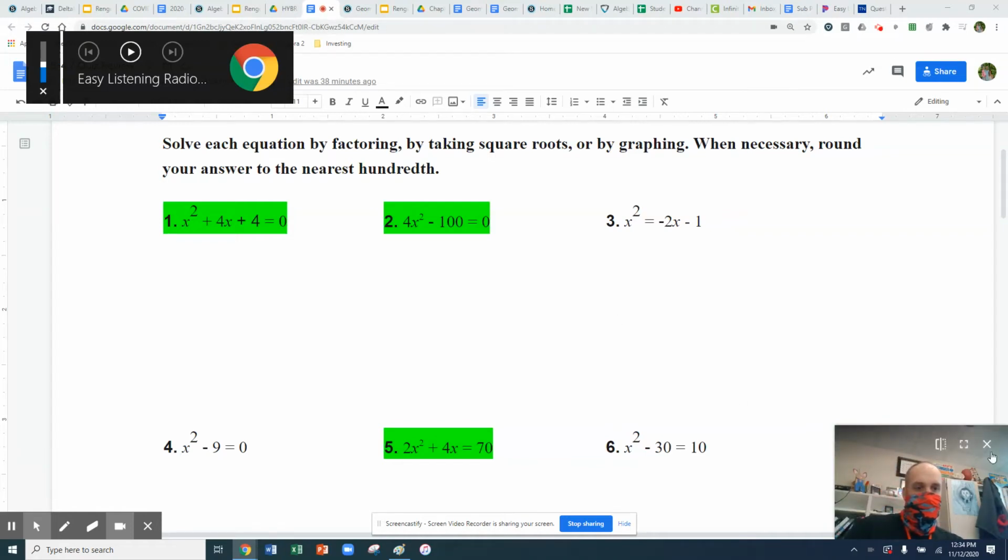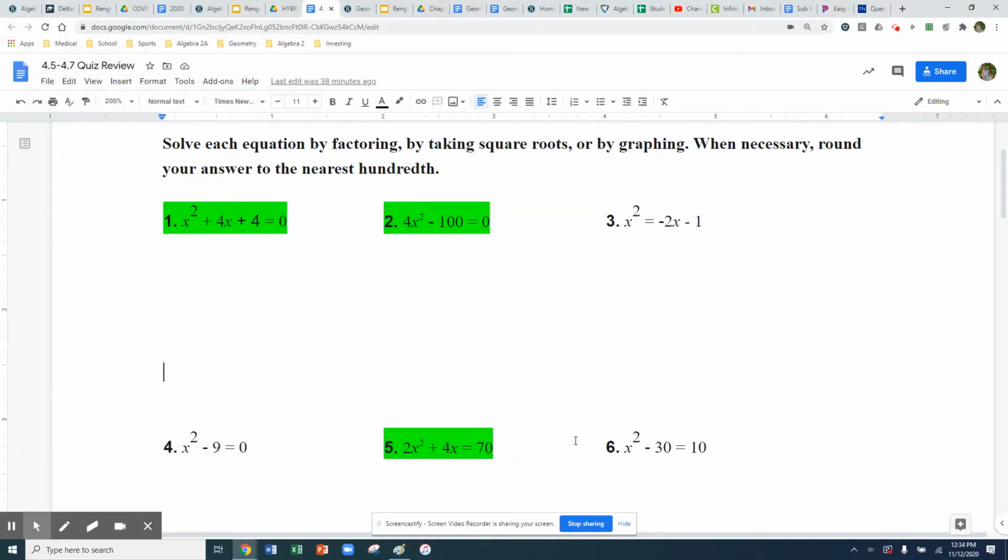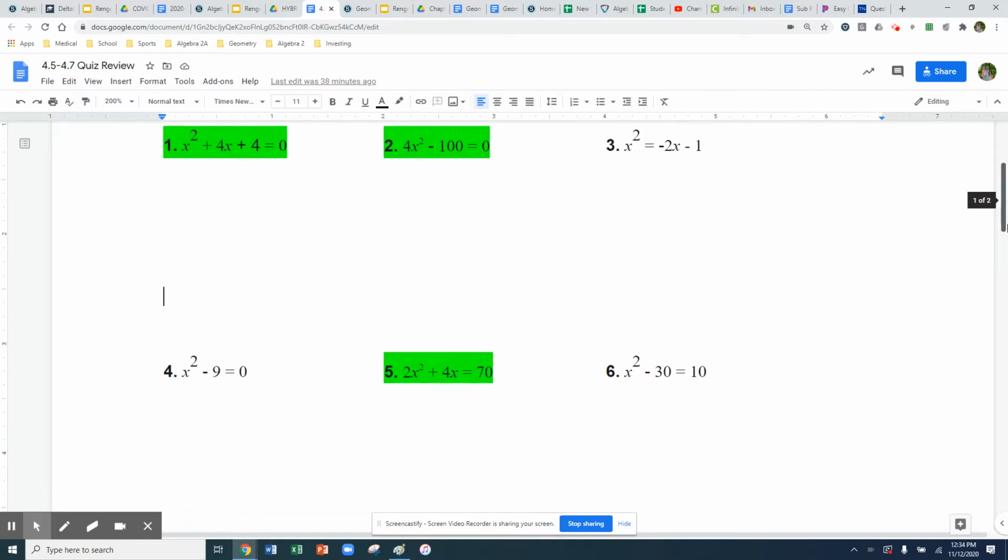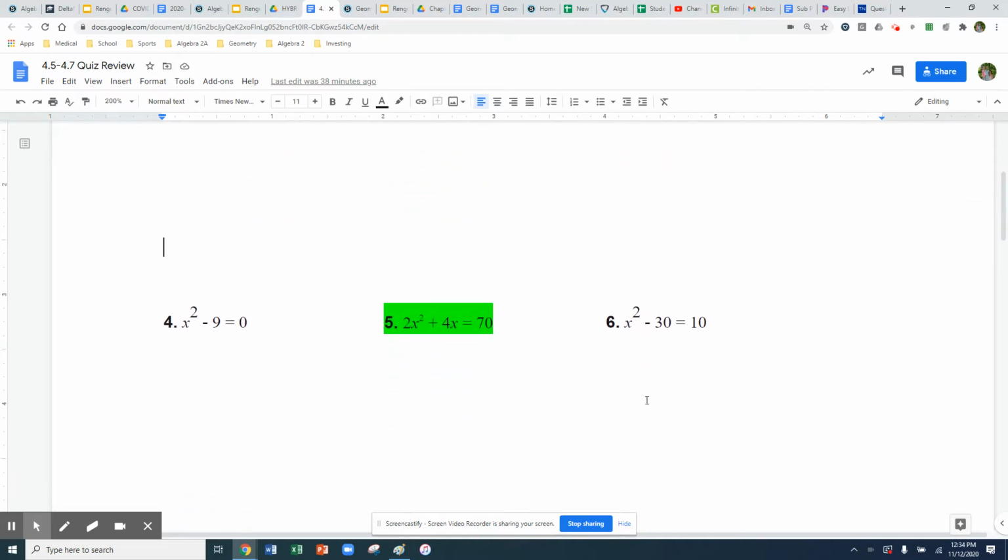Shut that off. All right, on to number 5. Number 5, we will solve by graphing. So the first thing we'll do is set it equal to 0. If you're going to solve by factoring, it needs to be set equal to 0. Same with graphing, it needs to be set equal to 0.